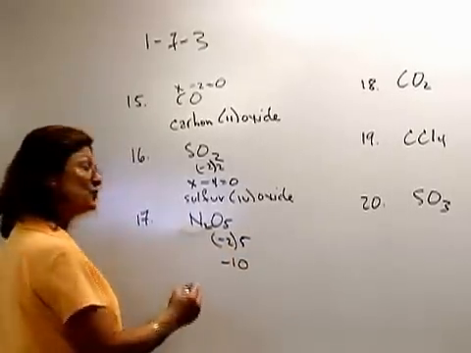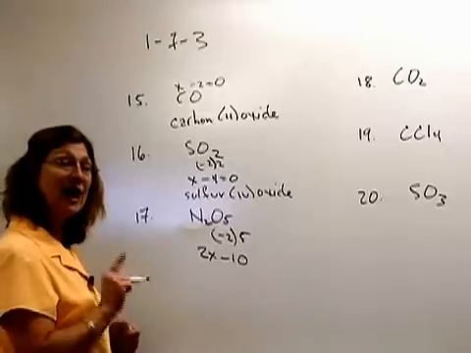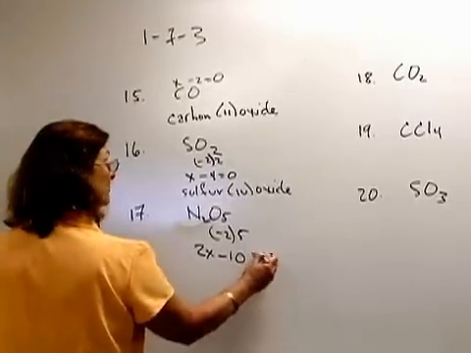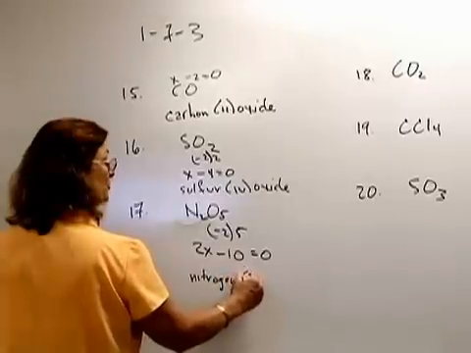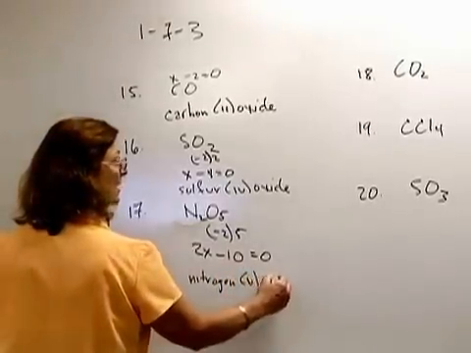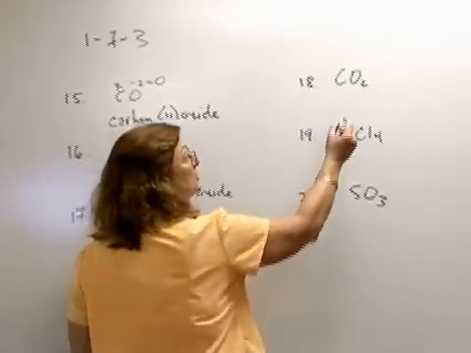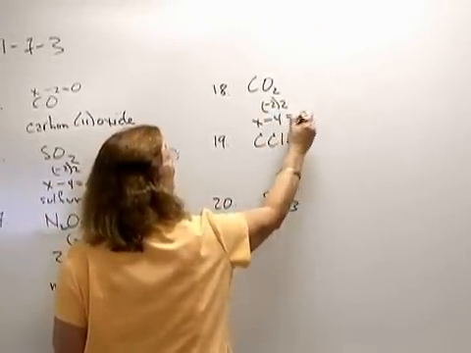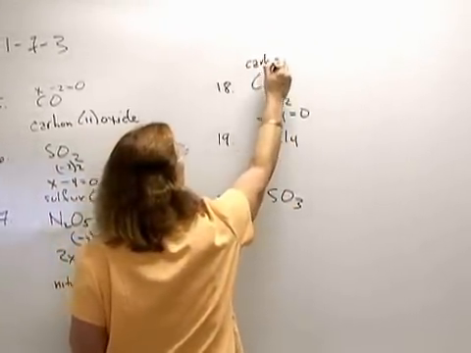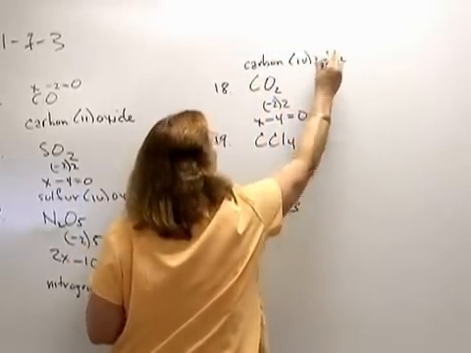Now in this case there are 2 nitrogens, and we always want to know the charge of a single atom, and compounds are 0. So this is nitrogen, Roman numeral 5, oxide. Oxygen is -2, times 2 is -4, and therefore carbon is +4. Carbon, Roman numeral 4, oxide.